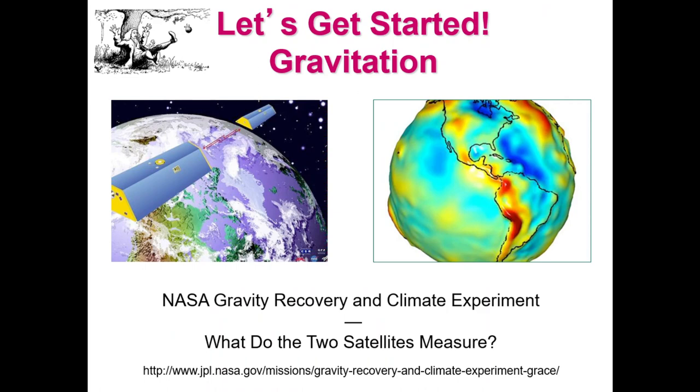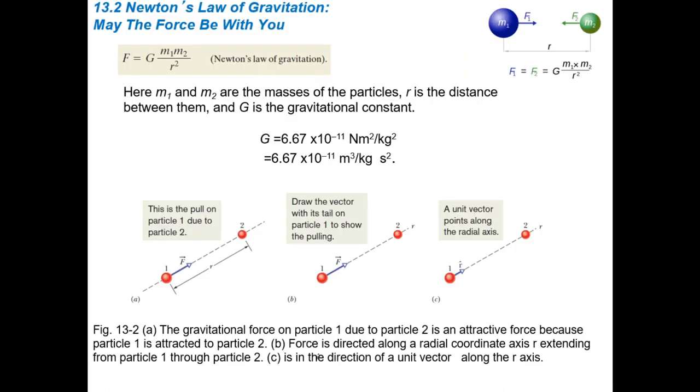So let's get started with gravitation. This is taken from the NASA Gravity Recovery and Climate Experiment. Newton's law of gravitation: the force F is equal to G times m1 times m2 over r squared. This is Newton's law of gravitation. As you know, G is 6.67 times 10 to the power negative 11.